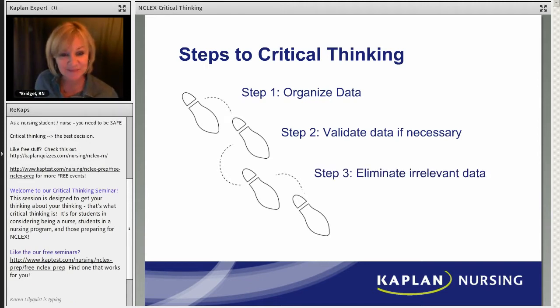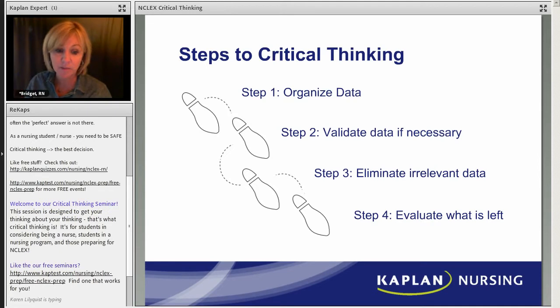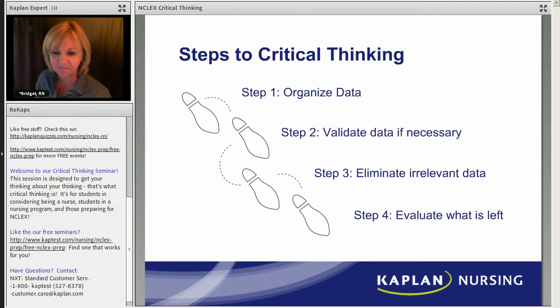Step three is to eliminate, and most students are good at that. They're able to eliminate at least one or two of the option choices and say, this is not the answer, or this is not important information, right? And step four is to evaluate what's left. A big part of step four is to anticipate the probable consequences of what you pick. Right? Anticipate the probable consequences. Thank you, Karen. She's typing those up for you there.